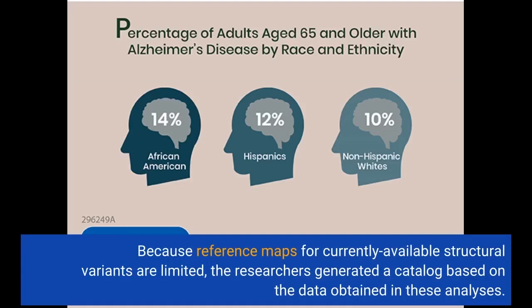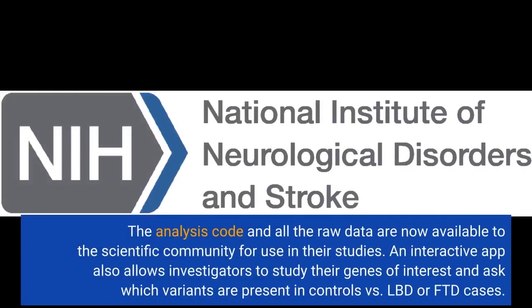Because reference maps for currently available structural variants are limited, the researchers generated a catalog based on the data obtained in these analyses. The analysis code and all the raw data are now available to the scientific community for use in their studies. An interactive app also allows investigators to study their genes of interest and ask which variants are present in controls versus LBD or FTD cases.